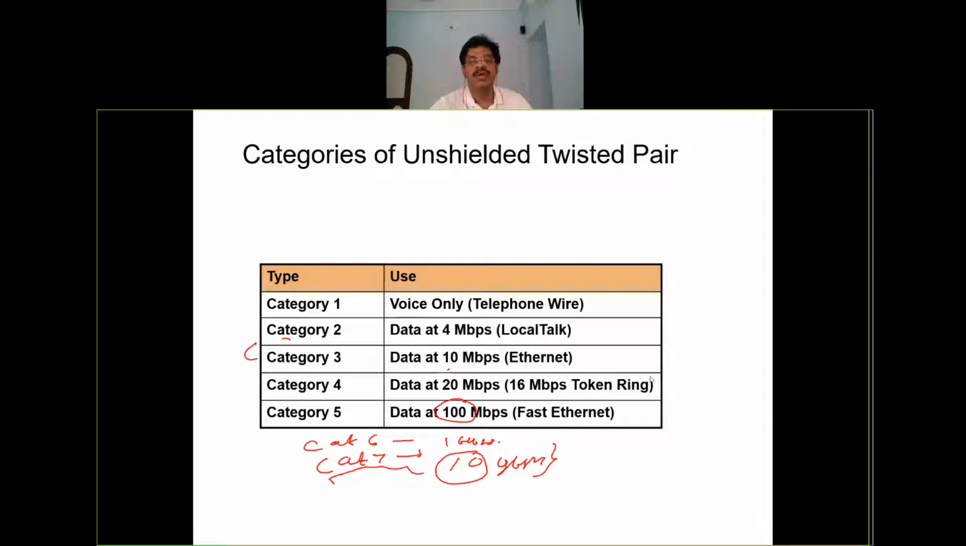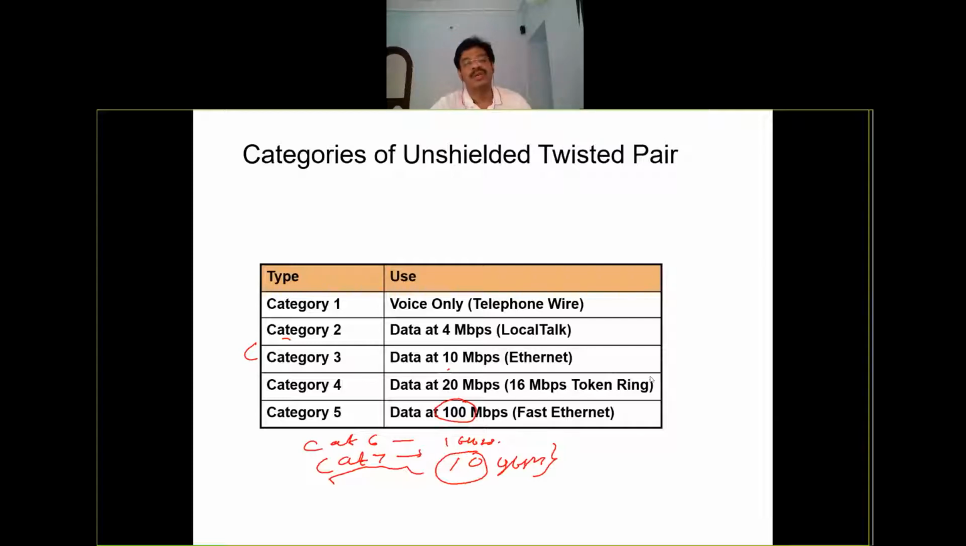LocalTalk was one of the old protocols utilized for category 2, which provided connectivity at 4 megabits per second. Then category 3, category 4, and category 5. Category 4 and 5 dominated for almost 20 years. Then came category 6, which is now available and has been dominating the data networking scenario right from 2004.